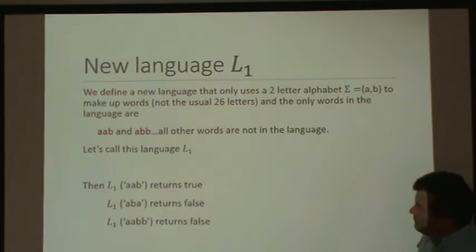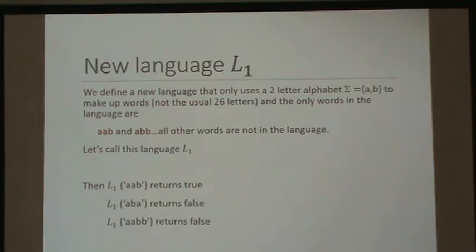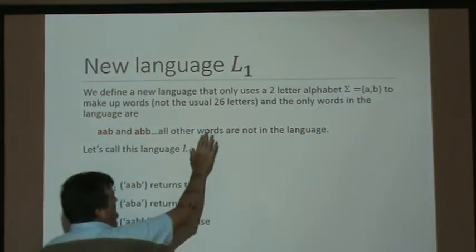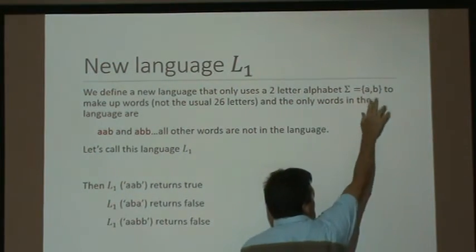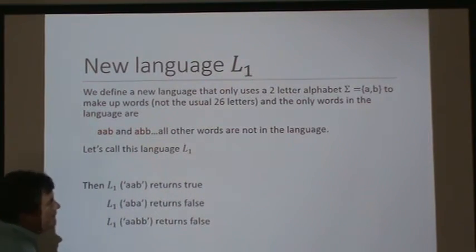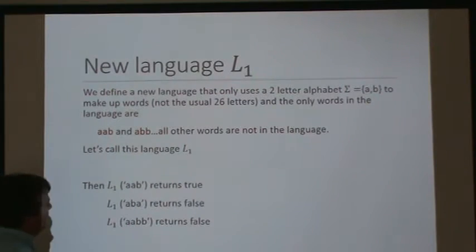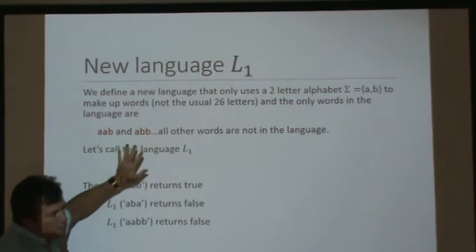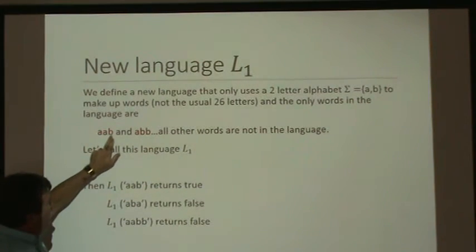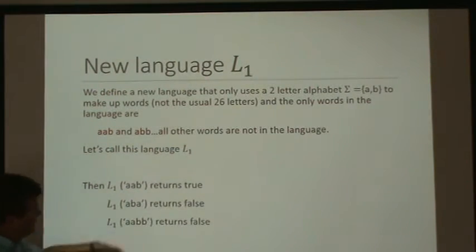So, for example, maybe a simpler language could be something like this. Instead of having the 26 letters of the alphabet, maybe we'll only use an alphabet. We're going to use the letter sigma to mean the collection of letters in our alphabet. And maybe we'll use the letters A and B only. And we'll decide that our language, we'll call it language 1, consists of two words: the word AAB and the word ABB. All other combinations of all different sizes and orders are not part of our language.